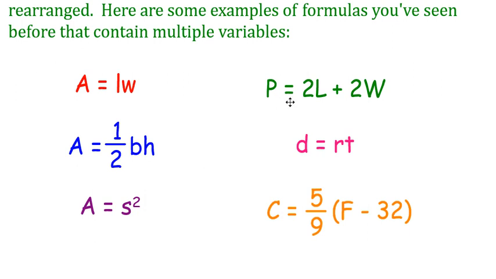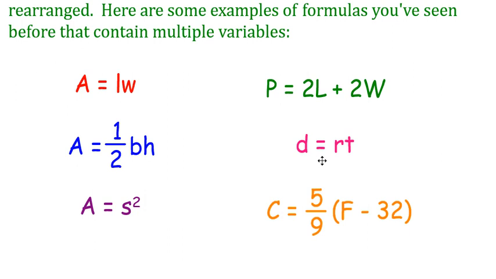Here we have P equals 2L plus 2W. P in mathematics typically is perimeter, right? So the perimeter of 2 of the lengths and 2 of the widths. Well, what figures could we use that for? Things that have opposite sides that are equal, parallel sides. That could be for a rectangle. It could be for a square.